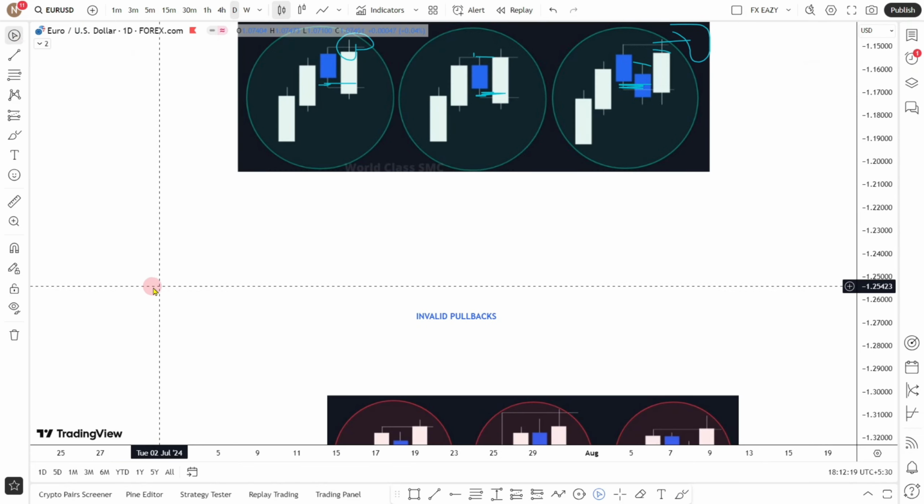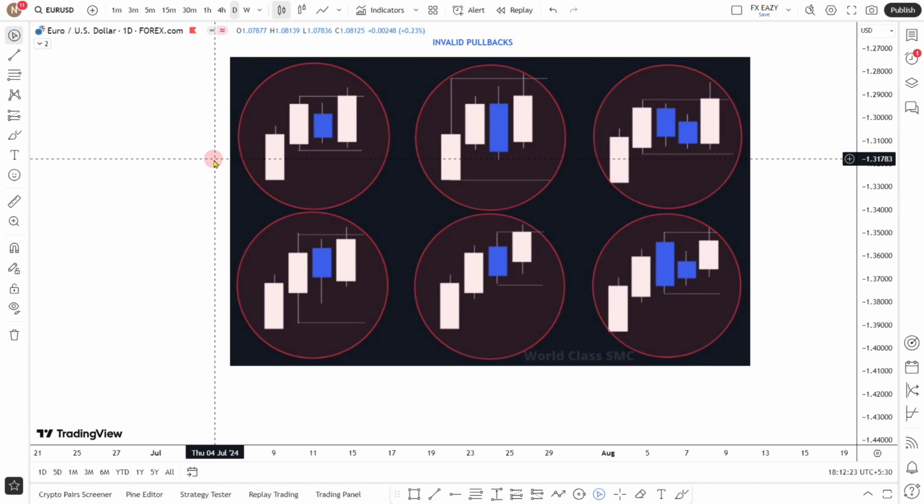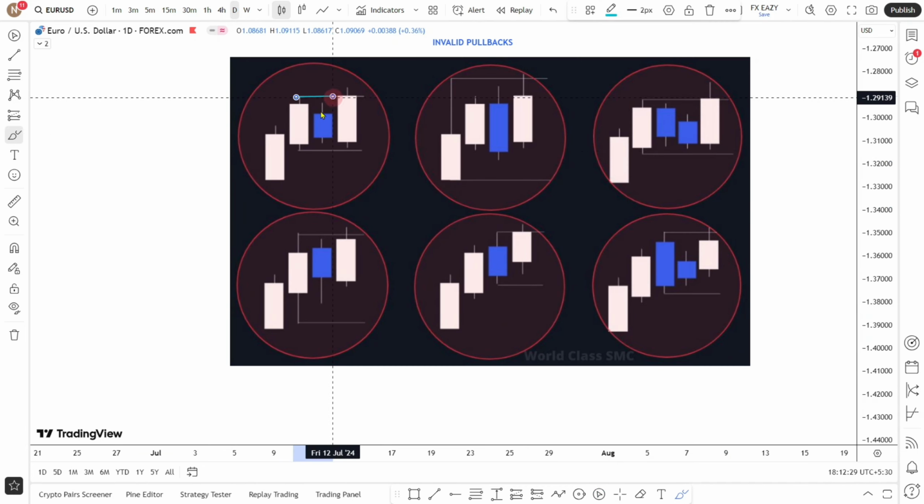Now let us move ahead and see some invalid pullback points. Okay, let's see some invalid pullback points here. See, what is this? I was telling you about the inside candle. This has formed an inside candle. Okay, we would not be considering here the low of the baby candle. What has the market formed here? It has taken the liquidity of the baby candle, but it has not taken the liquidity of the largest candle. So this is not a valid point.